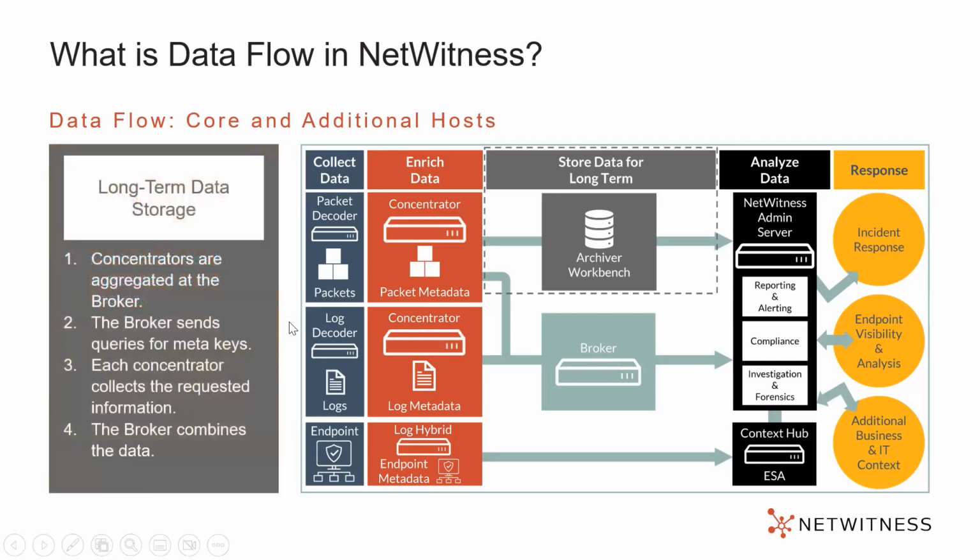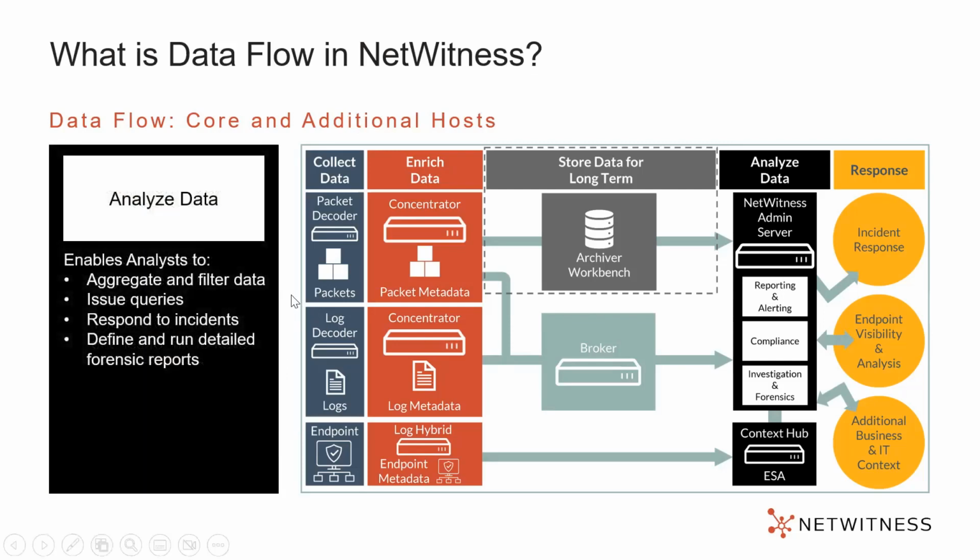Both concentrators are aggregated at the broker. The broker sends the queries for meta keys to multiple concentrators. Each concentrator then collects the requested information and returns it to the broker. The broker combines the data from all the concentrators and presents a unified picture of data in the environment. The NetWitness server, which includes the NetWitness UI, enables analysts to aggregate and filter data, issue queries, respond to incidents, and define and run detailed forensic reports.